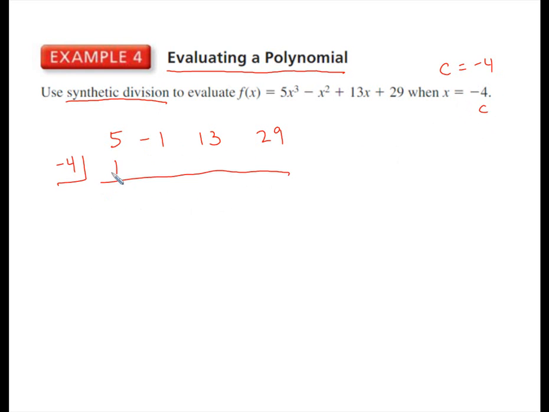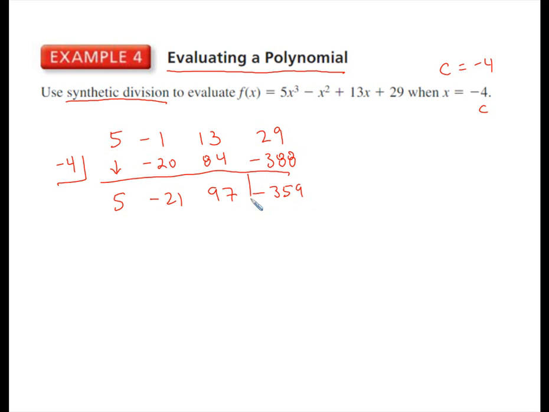So we drop down the first number, right? So we're going to end up with, we multiply, that's -20. We add, so that's -21. We multiply, so that'll be 84. We add, that's 97. Then we multiply -4 and 97. We end up with -388. We add, so that's -359.